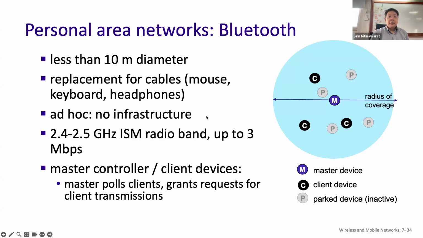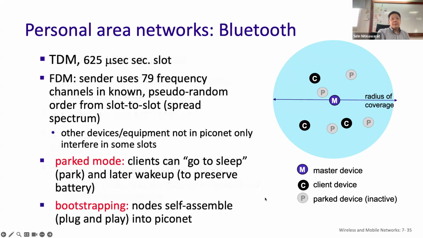The way this Bluetooth network works is that the devices are organized into master and clients, where the master will poll the clients and grant requests for client transmission. It will also have a power management mechanism as well. The devices that are going to sleep are called PARK devices, or inactive devices.